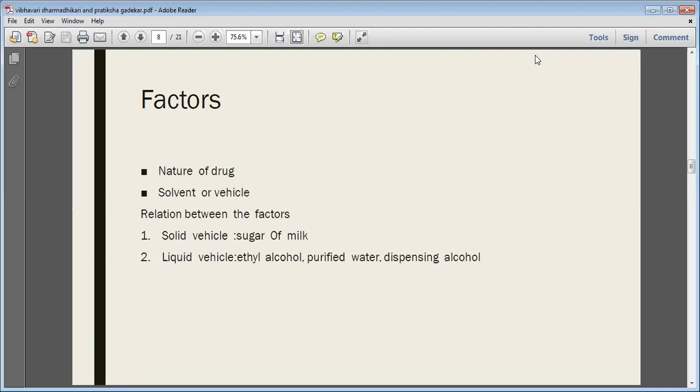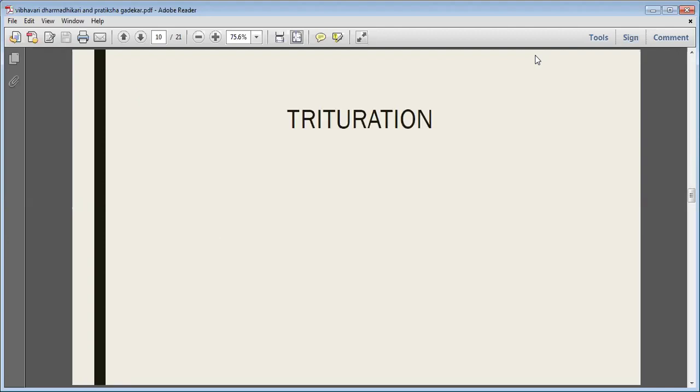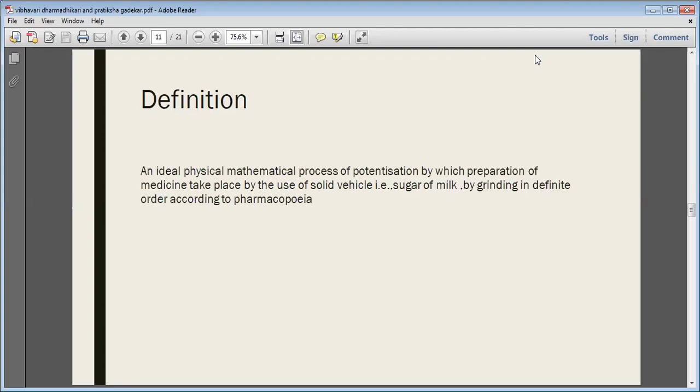So these are the important things which we require in the trituration and in the succussion. That is, if the nature of the drug is insoluble, then we will use trituration, and if the drug substance is soluble in water or in the liquid vehicle, then we are doing the succussion. So the solid vehicle we are using in trituration, and the liquid vehicle we are using in succussion. Then we will now discuss the trituration. This trituration is done with drug substances which are insoluble. If it is not soluble in the liquid vehicle, then we are doing the trituration here.